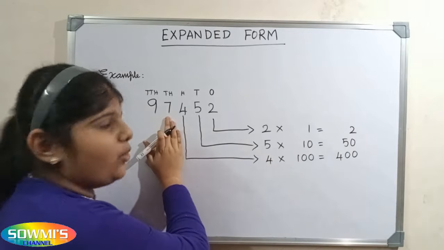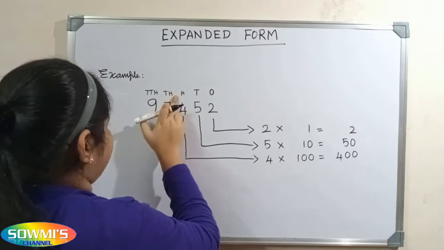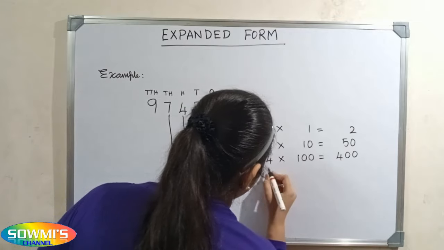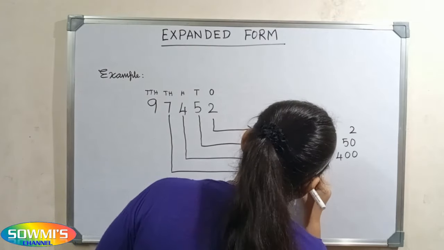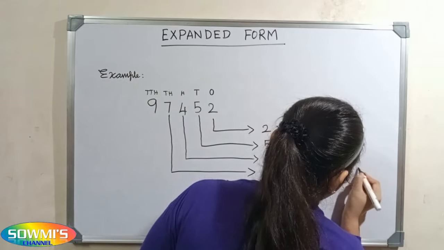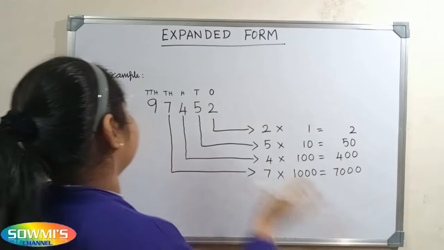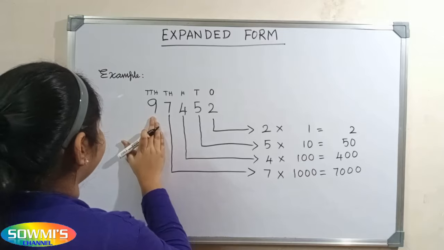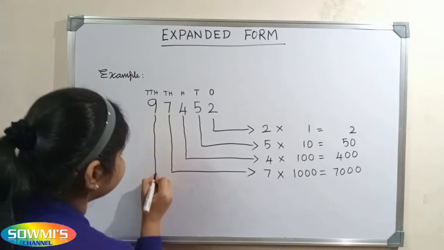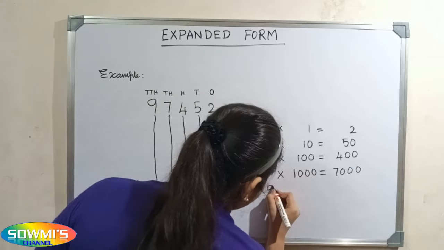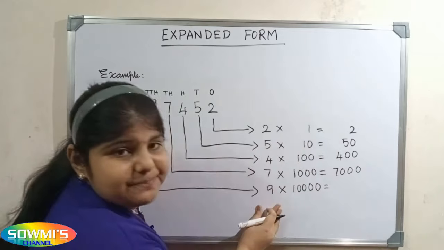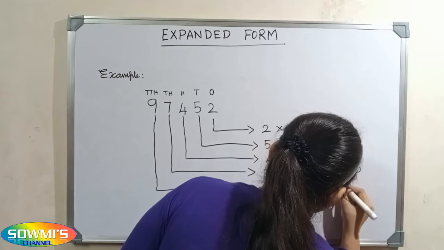Next, we will see the place value of 7. 7 is in the thousands place. So, the place value of 7 is 7 multiplied by 1000, which is equal to 7000. Next, we will see the place value of 9. 9 is in the 10,000s place. So, the place value of 9 is 9 multiplied by 10,000, which is 90,000.